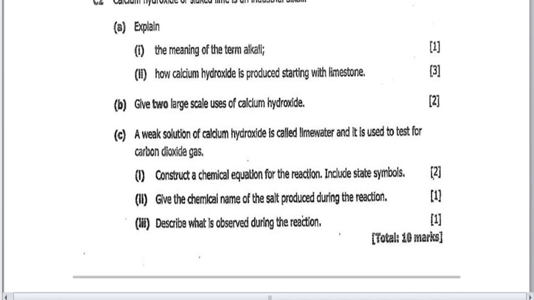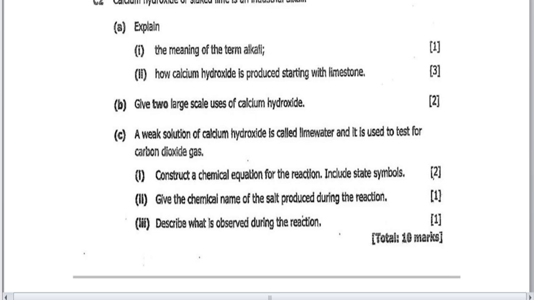Okay, let us look at question C2. Calcium hydroxide or slaked lime is an industrial alkali. An alkali is a base that is soluble. So it's a soluble base. Explain the meaning of the term alkali. So an alkali is a soluble base. That's the definition of an alkali.